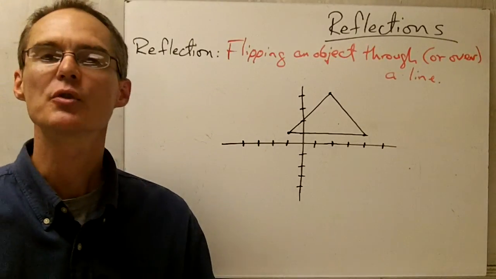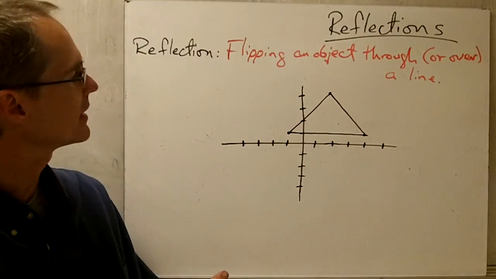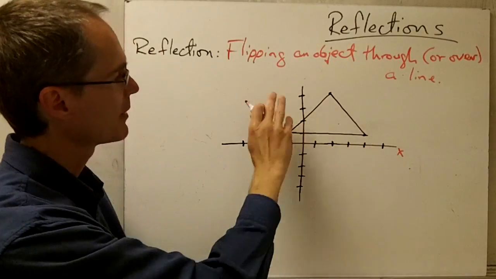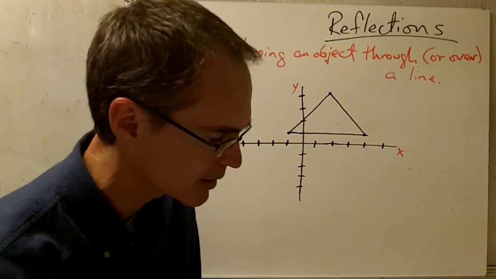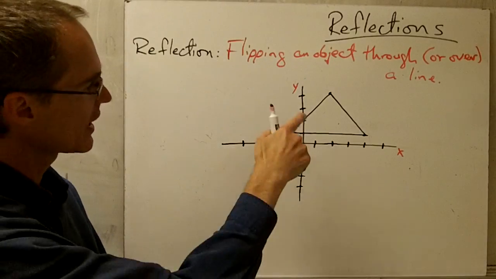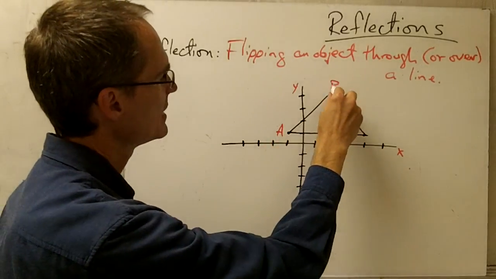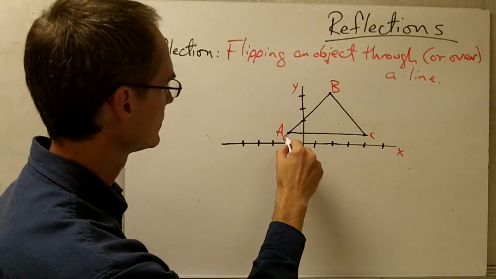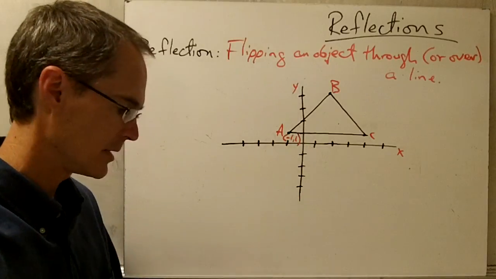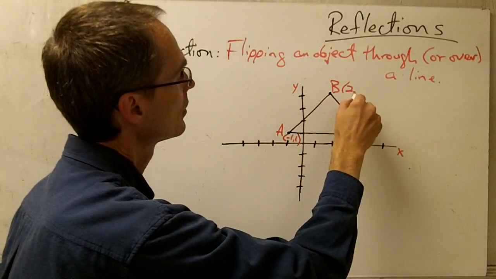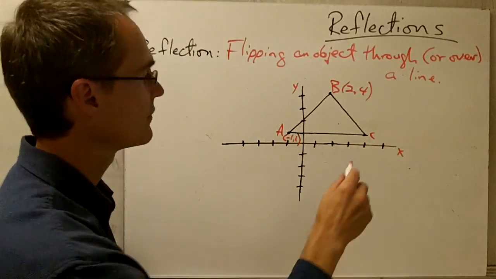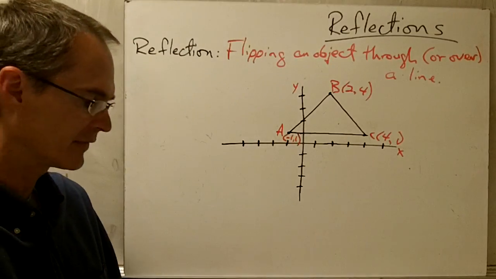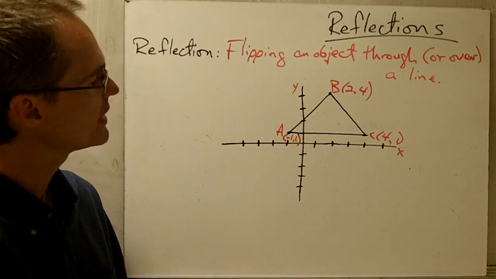So we're going to take a look at the two most common types of reflections, which is flipping an object over or through the x-axis and flipping an object through the y-axis. So in example number one, you see there in your notes, you've got this triangle ABC, with coordinates A is -1, 1, and B is 2, 4, and C is 4, 1. And it says reflect this triangle through the x-axis.